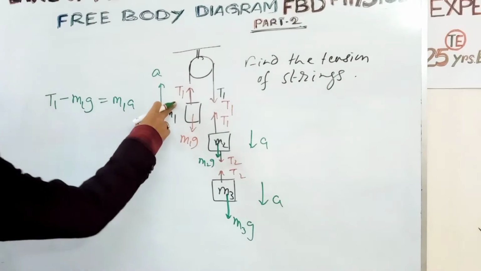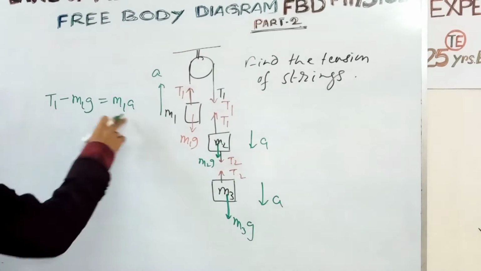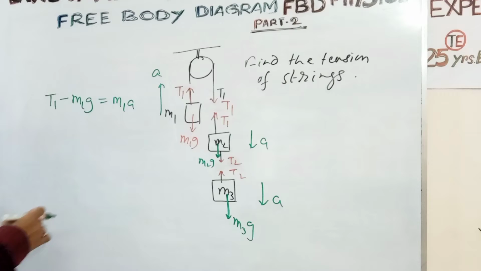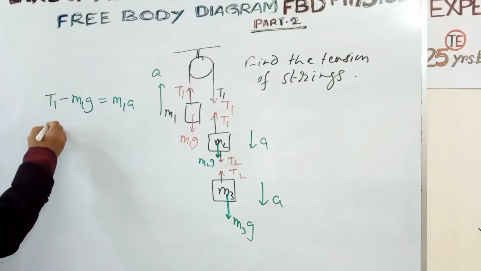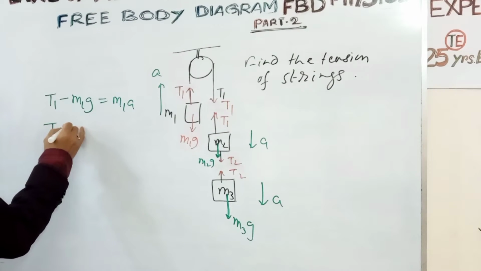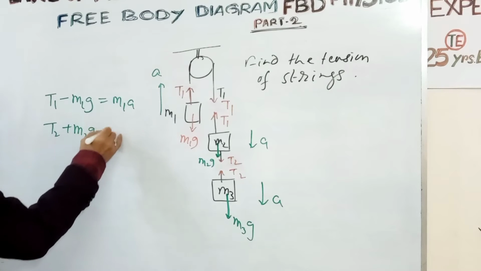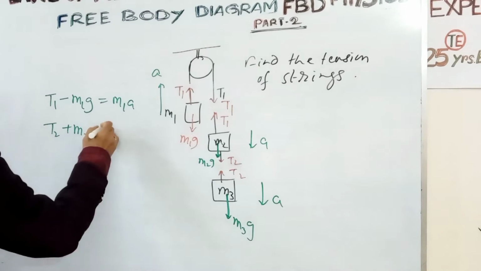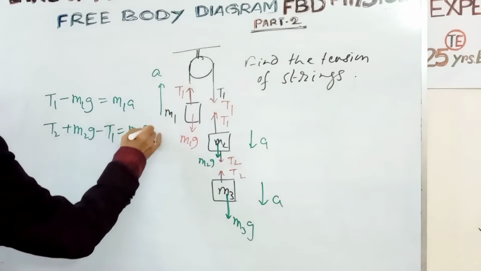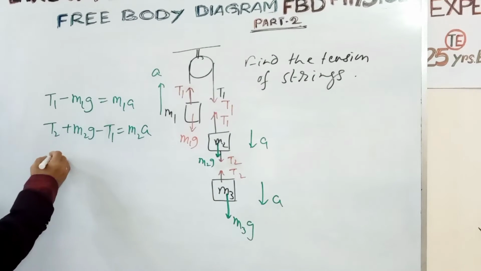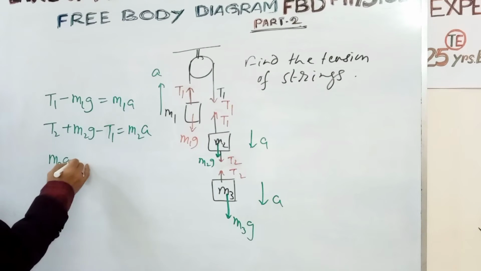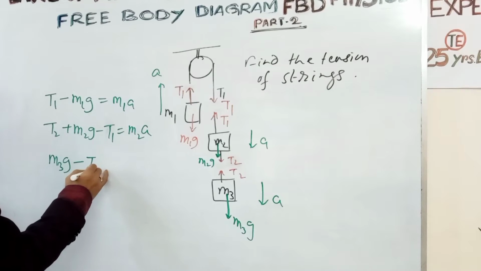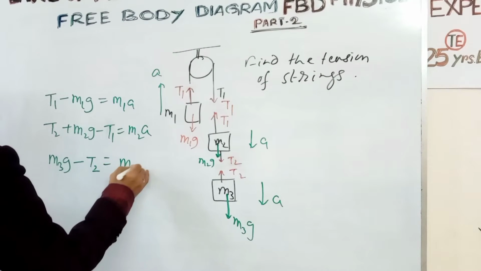So this is the equation of motion of the block: T1 minus M1g equal to M1A. The equation of motion of this block will be T2 plus M2g minus T1 equal to M2A, and here M3g minus T2 equal to M3 into A.